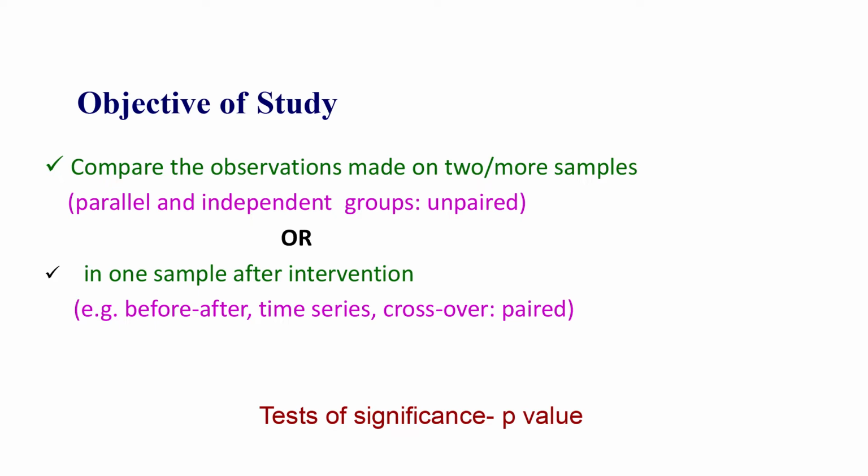There are studies like crossover where the observations or readings are taken on the same sample, in one sample before and after or at different time points. This is called paired data, and you want to compare either the unpaired data or paired data. That can be the objective of your study. And here what is important is the p-value, what it is, we will learn in this particular lecture.